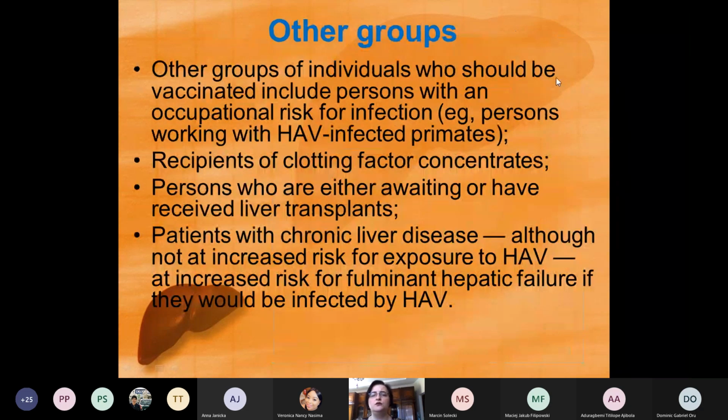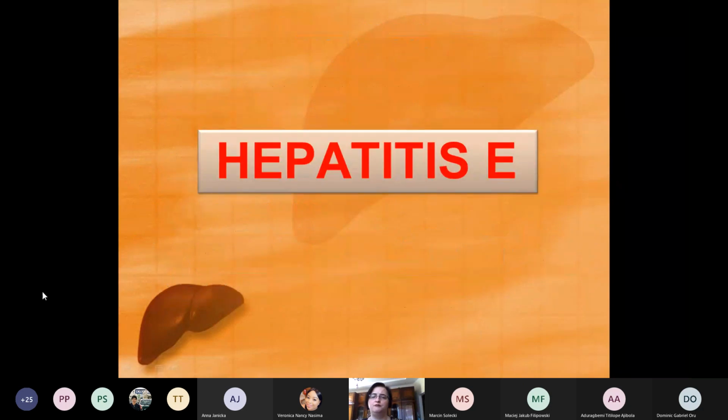Other groups of individuals who should be vaccinated include persons with an occupational risk, persons working with hepatitis A infected primates, recipients of clotting factor concentrates, persons who are either waiting for or have received a liver transplant, patients with chronic liver disease, although not at increased risk for exposure to hepatitis A. What is the risk? Increased risk of fulminant hepatic failure if they would be infected by hepatitis A.